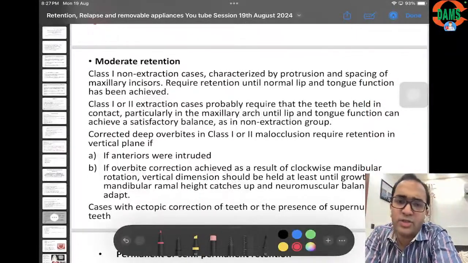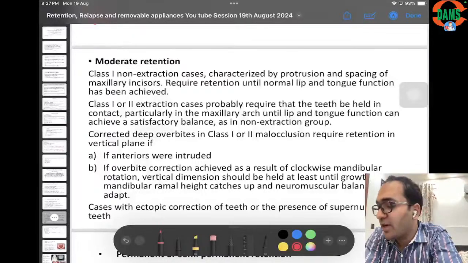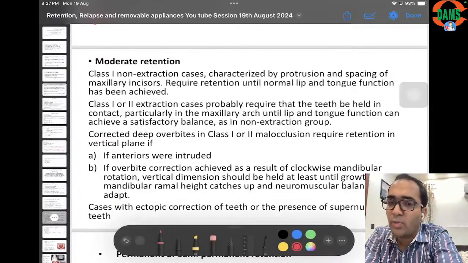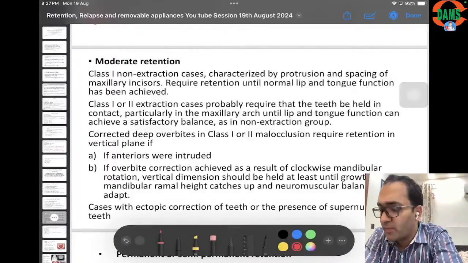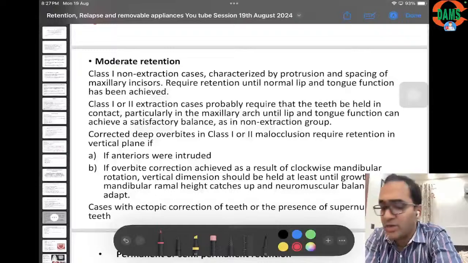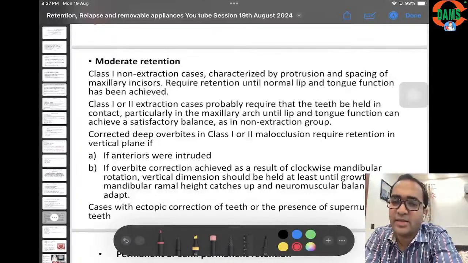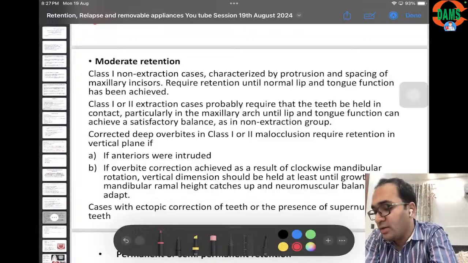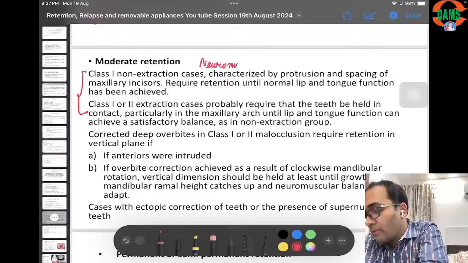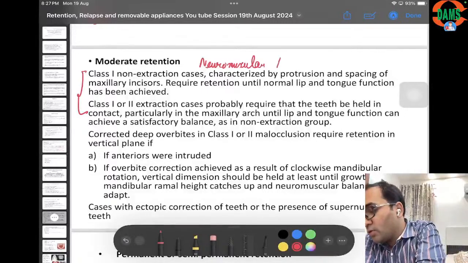Next, moderate retention or semi-permanent retention. In a class 1 non-extraction case, which was characterized by protrusion and spacing of maxillary incisors, it is required once normal lip and tongue function has been achieved. Next, class 1 or 2 extraction cases require the teeth to be held in contact, particularly in the maxillary arch, until lip and tongue function have achieved a satisfactory balance, as in non-extraction mode. Basically, the neuromuscular balance should have been achieved, which we have already told you before.